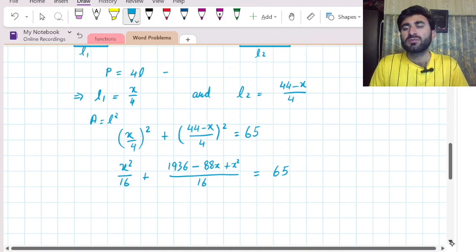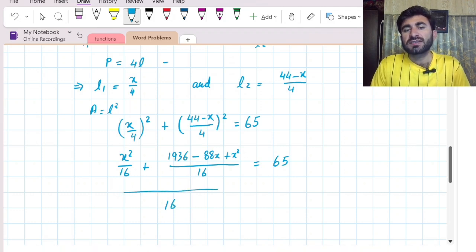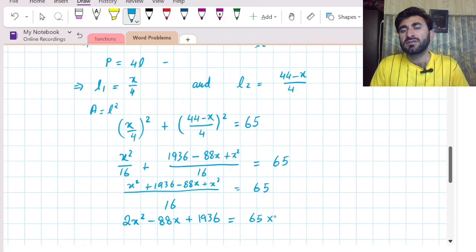Now first we need to simplify this, and because the denominator is the same, we can write it as one single fraction: x square plus 1936 minus 88x plus x square, and that equals 65. Now we move 16 to the right hand side and simplify the left hand side, which becomes 2 times (x square minus 88x plus 1936), and it equals 65 times 16.